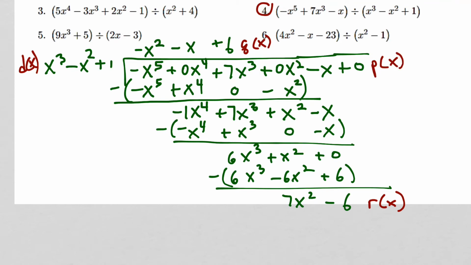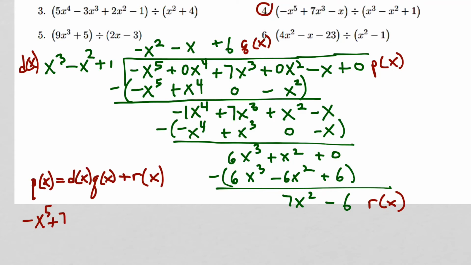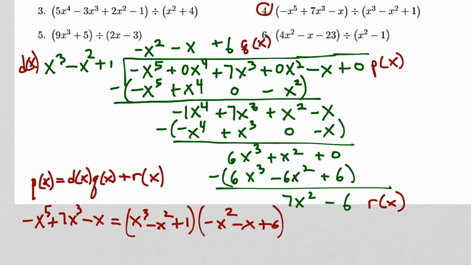So we'll write it in our equation form. We're going to say p of x, which is negative x to the 5th plus 7x to the 3rd minus x, is equal to d of x, which is x to the 3rd minus x squared plus 1, times q of x, which is minus x squared minus x plus 6, plus r of x, which is 7x squared minus 6. So this is the equation we are looking for, the unique equation for the setup we have given here.